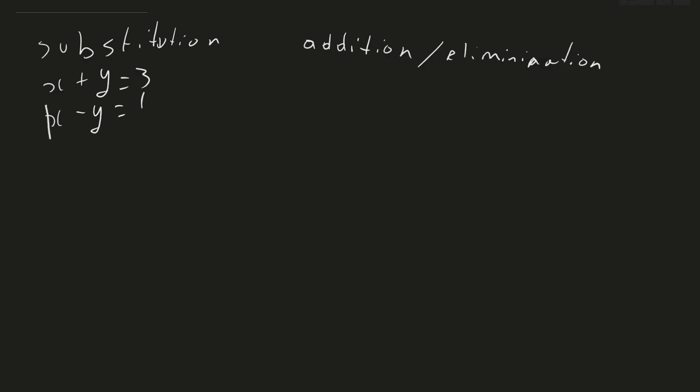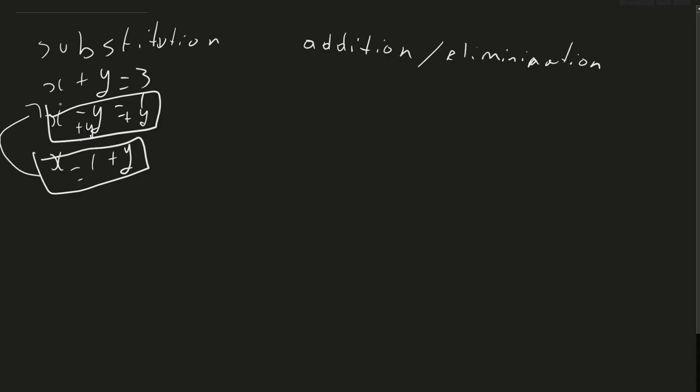Let's solve for x in this equation. We don't have to find the value of y or anything, just solve for x. We're going to add y to both sides, which leaves us with x equals 1 plus y. This is the value of x we found, and we can plug it in here. Instead of just having x, we plug this in. So it's going to be 1 plus y equals 3, right?